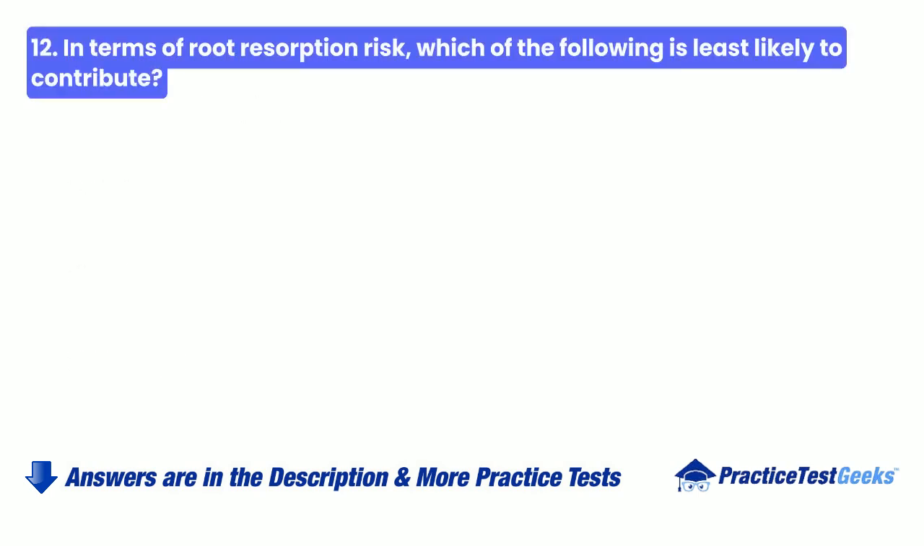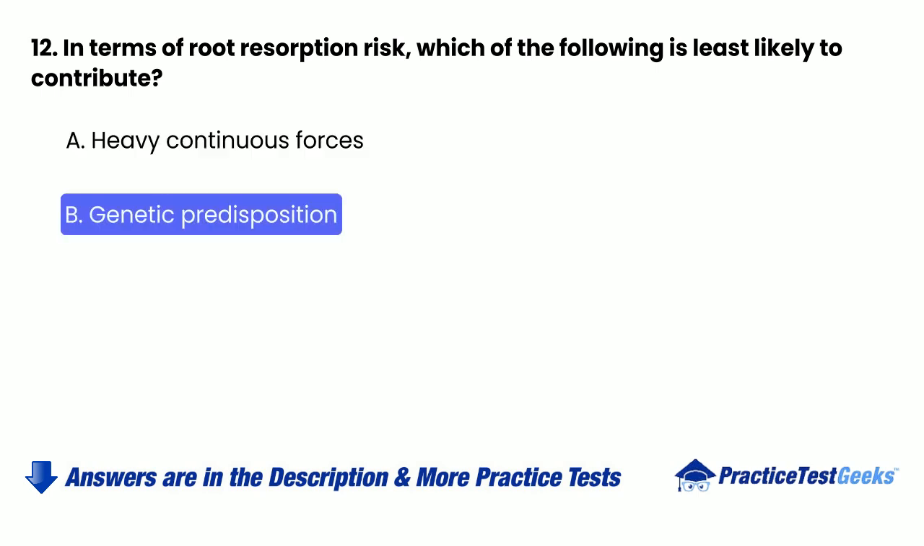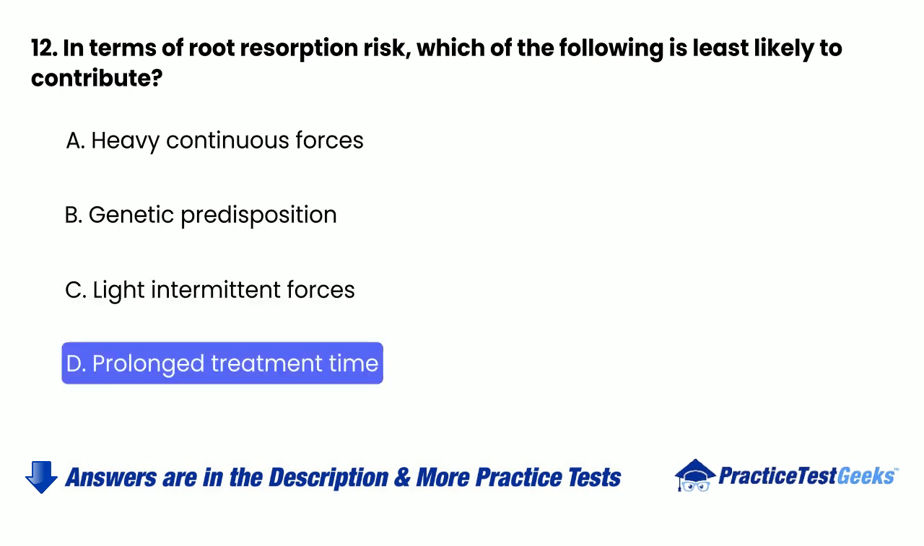12. In terms of root resorption risk, which of the following is least likely to contribute? A. Heavy continuous forces. B. Genetic predisposition. C. Light intermittent forces. D. Prolonged treatment time.